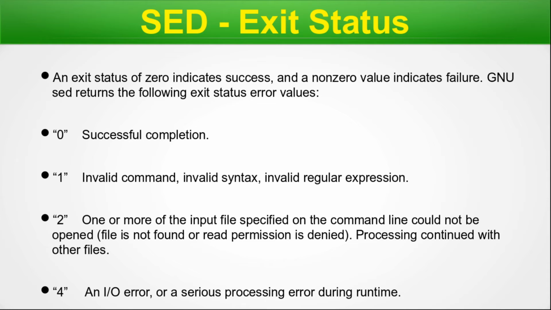4 is an IO error or a serious processing error during runtime. So exit status 4 means there is some error in the IO. We are using a pipe, or redirecting an input text file, and in that process something went wrong. In that case sed will issue exit status 4. So we are done with this particular section. Let's move on to the next section.